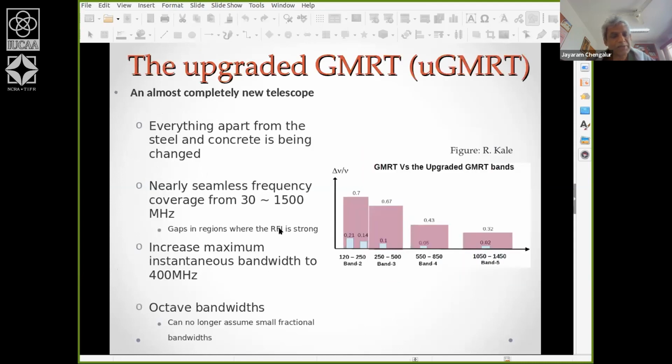Now the GMRT has got upgraded, and I'm showing you over here the frequency coverage of the upgraded GMRT, and you can see that the fractional and the instantaneous maximum bandwidth has also changed to 400 megahertz instead of 32 megahertz.